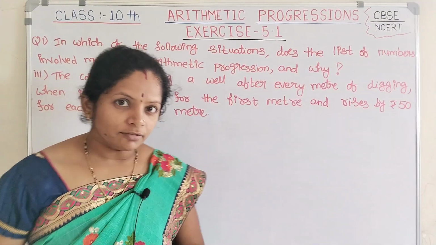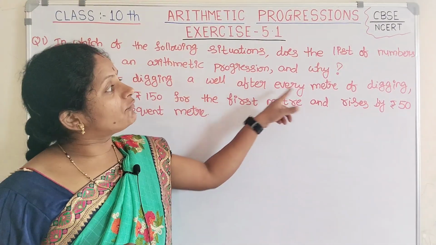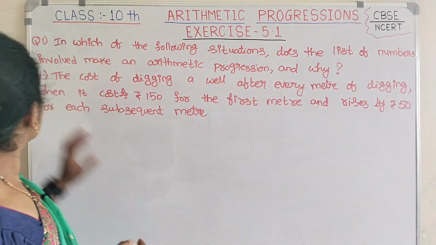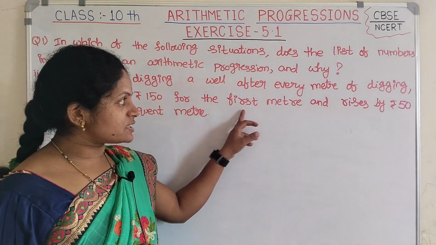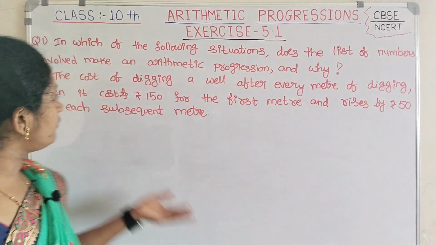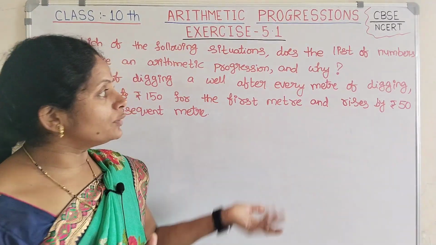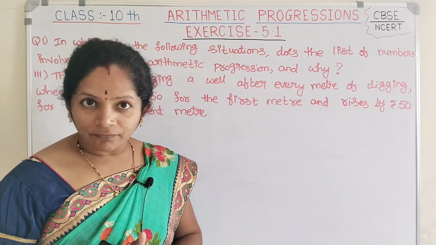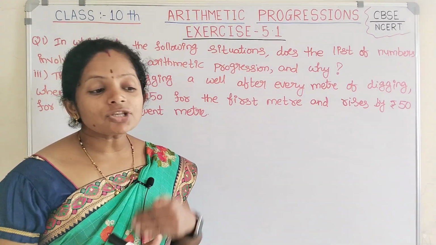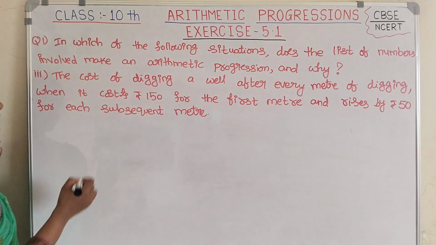Let's take the third question. The cost of digging a well: it costs rupees 150 for the first meter and rises by 50 rupees for each subsequent meter. They want to dig the well. For the first meter, the charges are 150. For each next meter, 50 rupees will be added. Let us write it.